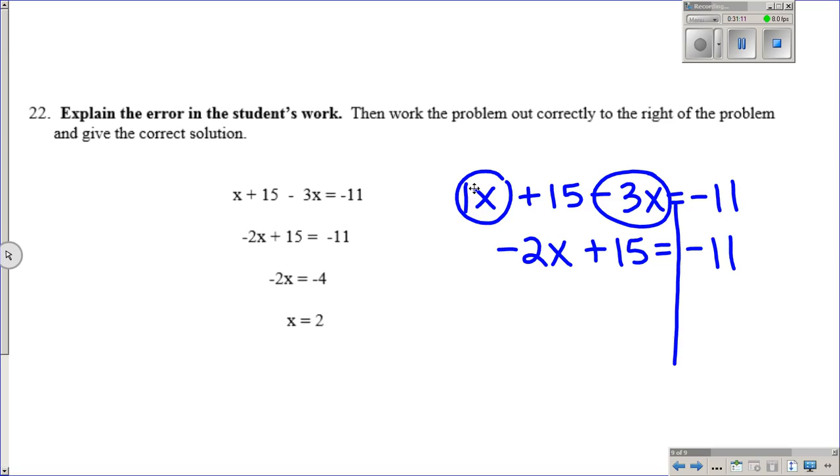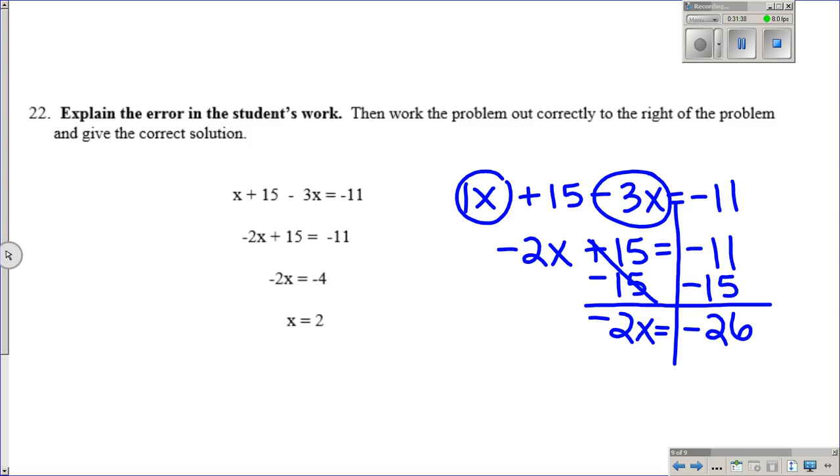Okay, in the next step, I'm going to move my constant to the opposite side. So I'm going to subtract 15 on both sides. My plus and minus 15 equals 0, so we're left with negative 2x equals negative 11 and negative 15. Remember, if your signs are the same, you're going to add and keep the sign. So that simplifies to negative 26.